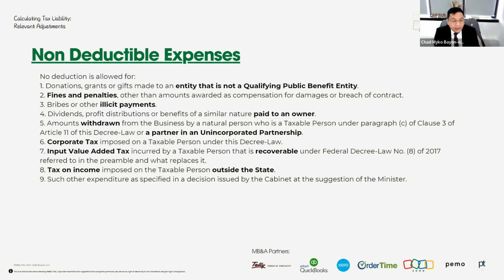Okay, and anti-bribery. So bribes or any illicit payments will not be deductible. So if ever you made some expenses under the table or whatsoever, this would not be considered as deductible expenses. So that should be adjusted as well.